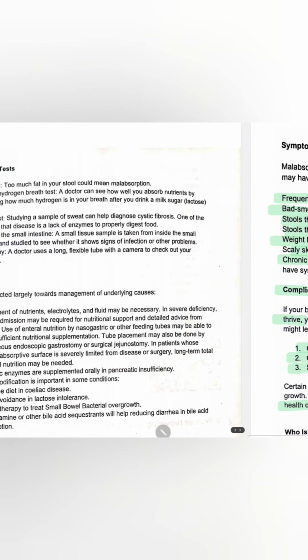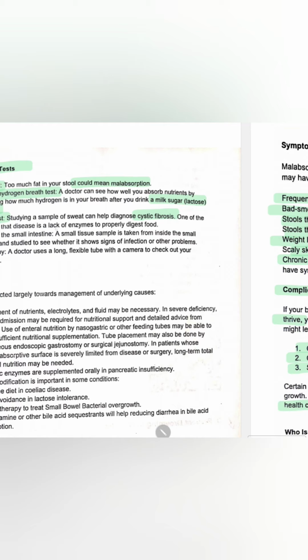So how do you diagnose? The stool test: when there is too much fat in the stool, it could mean malabsorption. The lactose hydrogen breath test: a doctor can see how well the nutrients are being absorbed and how much hydrogen is in the breath when you drink milk sugar or a lactose solution. The sweat test: by studying a small sample of sweat, they can diagnose cystic fibrosis. It is the sweat test.